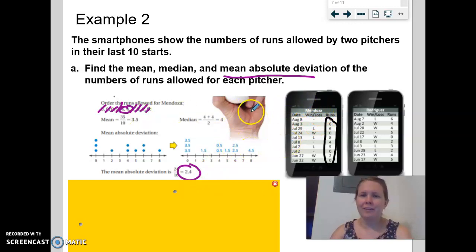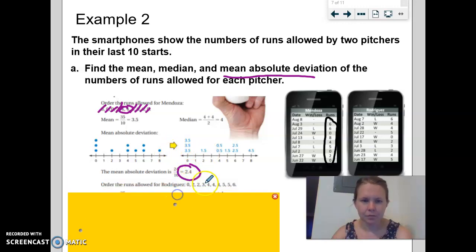Then remember, we also have to do this for Rodriguez. The same kind of thing is going to apply. You're going to order the numbers from smallest to biggest. There should be 10 data points as well. So here are Rodriguez's numbers. They look to be a little bit larger than Mendoza's. So I'm probably going to assume the mean, the median, as well as the MAD are going to be a little bit bigger, just by looking at these numbers, because Mendoza had a lot more zeros than Rodriguez does.